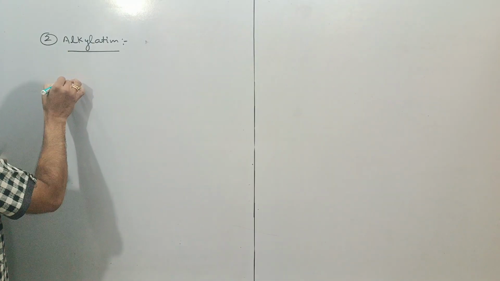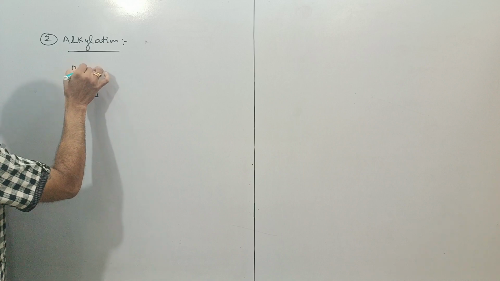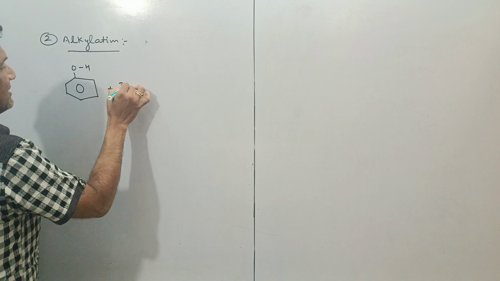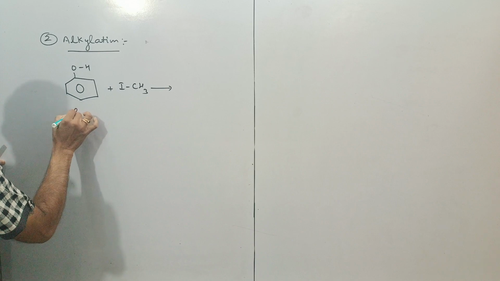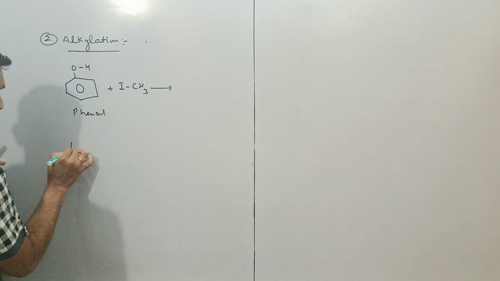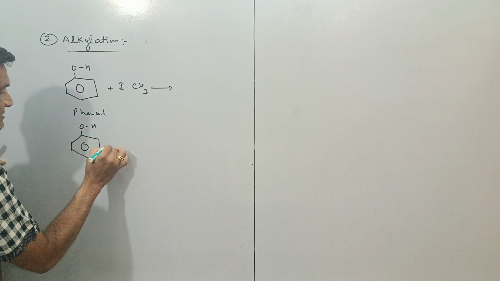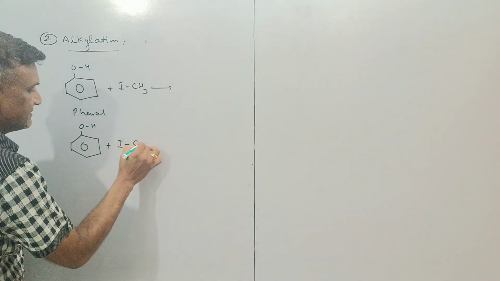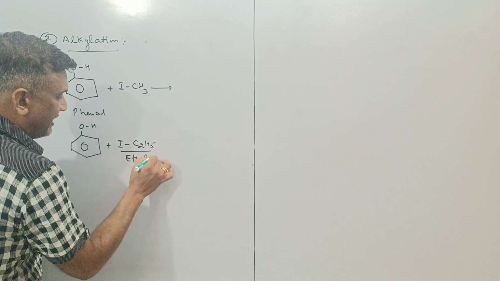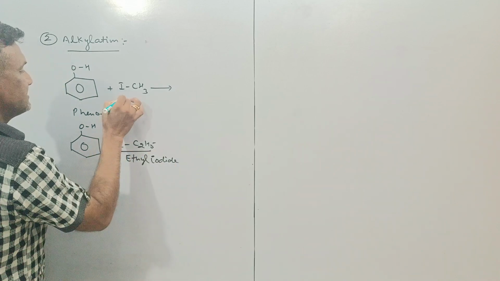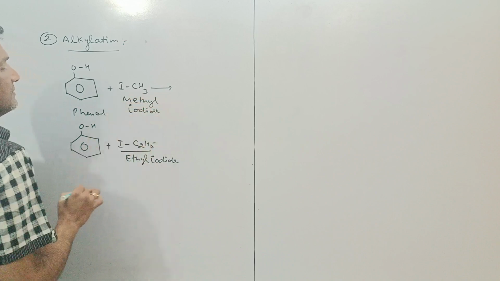So if we take this phenol and any alkyl iodide, we are going to take methyl iodide. This is the phenol, and for another reaction regarding alkylation, this is the OH, this is I, C2H5, ethyl iodide, and this is the methyl iodide as a common name, methyl iodide. What will happen here?